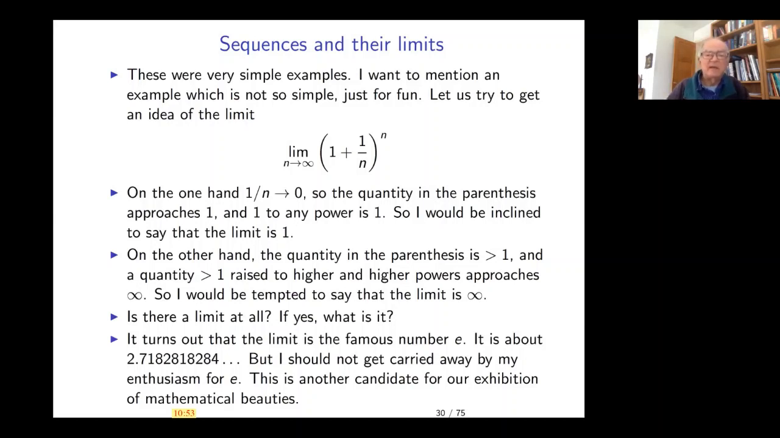So what is the limit here? Is it 1? Is it infinity? Is it something in between? Well, it's not so very easy to see, but this limit is not very difficult either. This sequence has a limit, and the limit is a certain number that we call e, the famous number e. e is about 2.7182. I don't want to get carried away, but this number e is worth at some point making a whole lecture just about it. It has so many interesting properties, and there is such rich mathematics around it.